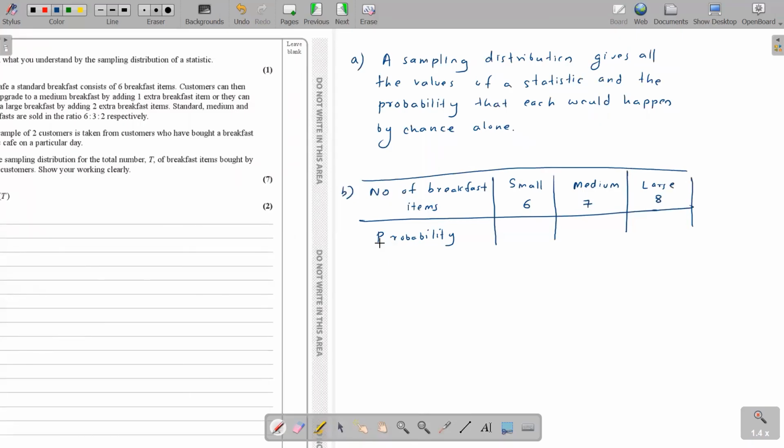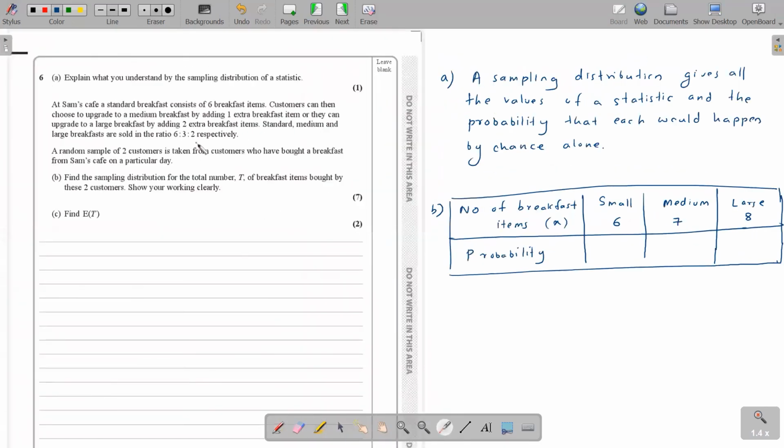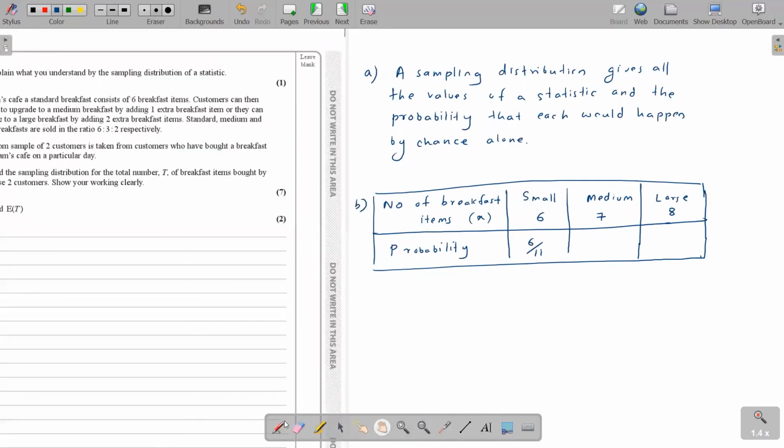This is not the probability distribution; this is just the idea for us, because I need the X values and the probability of X. What's the probability of a customer eating a small item? They have told us the selling ratio 6 to 3 to 2. So 6 out of how much? Add them all: 6, 7, 8, 9, 10, 11. So 6 out of 11 order a small breakfast, then 3 out of 11 order medium, and 2 out of 11 order a large. So we write the probability that capital X is equal to x. The X values are simply 6, 7, 8.